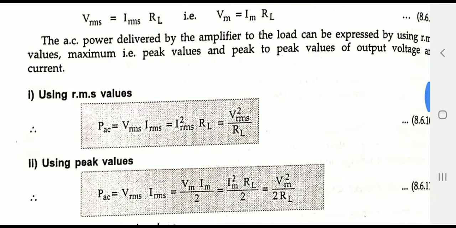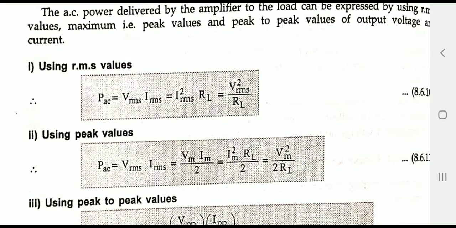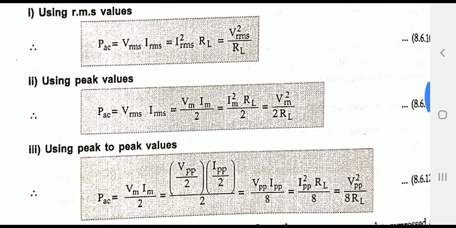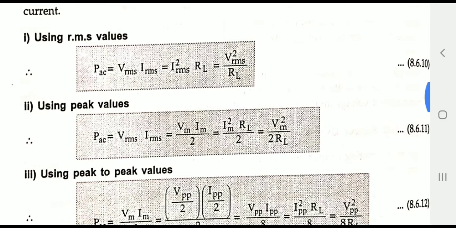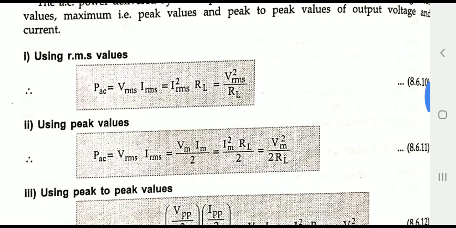Using these two equations, we will find the AC output power in terms of RMS, peak and peak to peak values. Using RMS, as we know, power is nothing but V into I. So here the AC output power PAC equals Vrms into Irms, the product of V and I. And here Vrms we can write as Irms into RL, because according to Ohm's law Vrms equals Irms into RL, because RL is the load which is directly connected here. So that is substituted here. Or you can also write V square rms by RL.